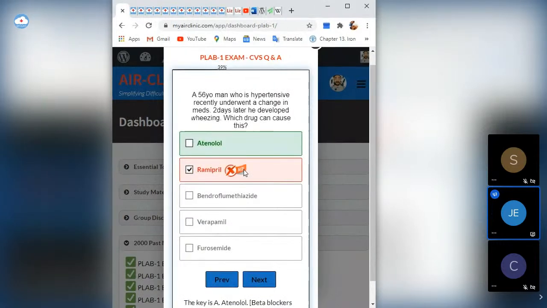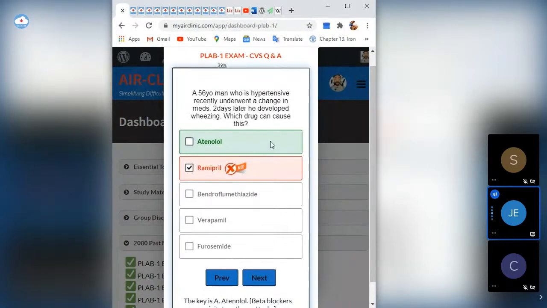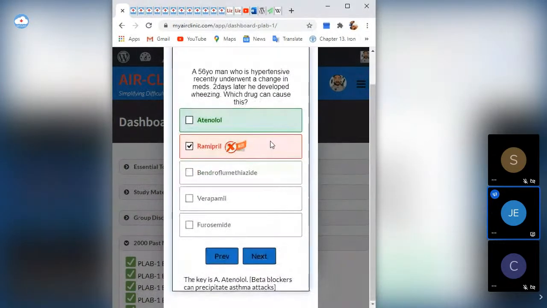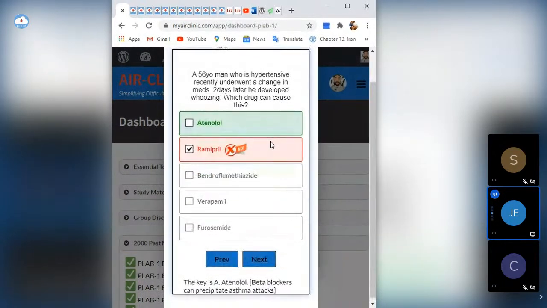Apparently, it is not ramipril. It didn't talk about cough anyway. So I guess wheezing implies asthma.